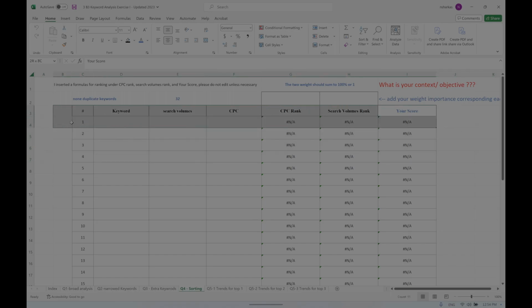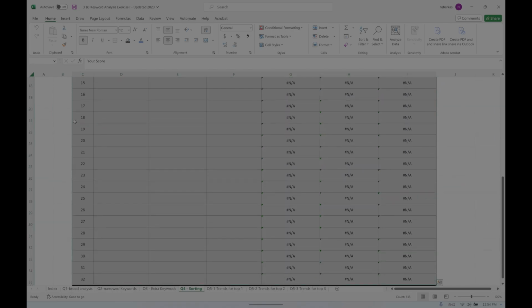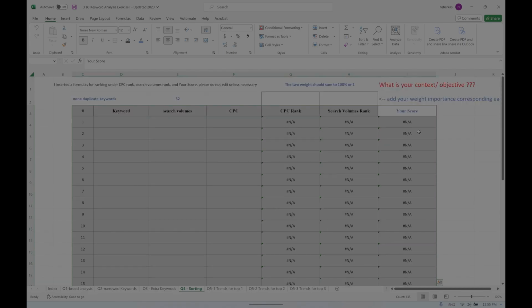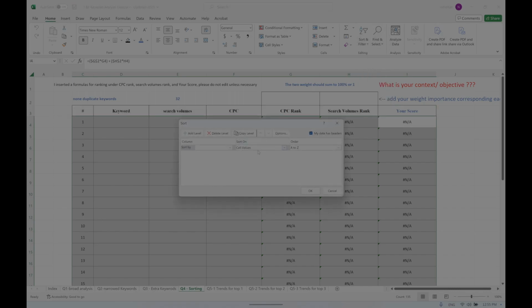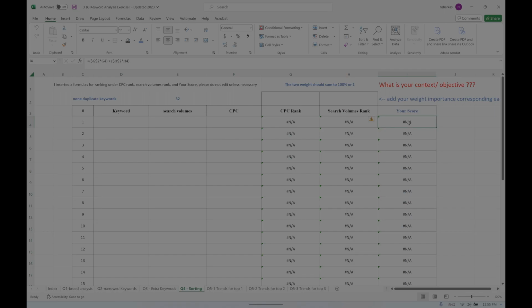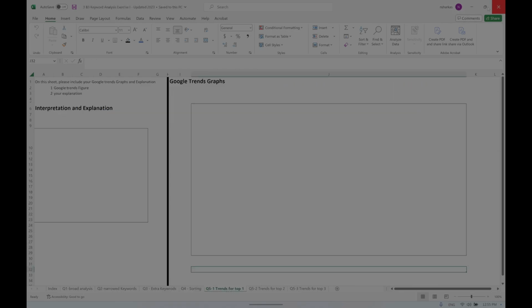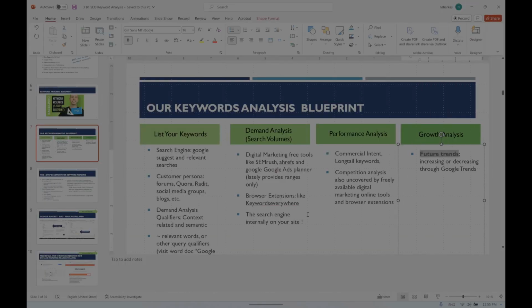you can do this by selecting your populated table. Then you go to custom sort, then you go to your score, and you sort it maybe from highest to lowest, and you hit OK. That's going to bring the higher scores up. Okay. So now I'm going to see you again for a trend analysis, for growth analysis, and thank you so much.